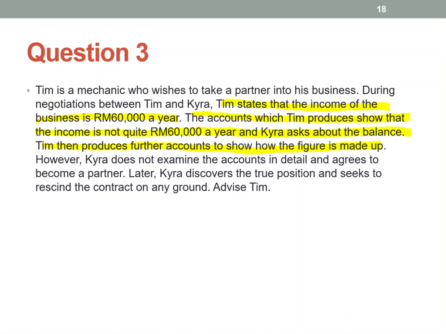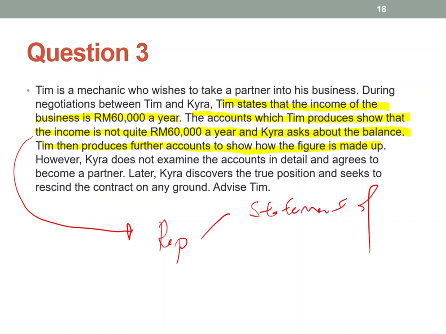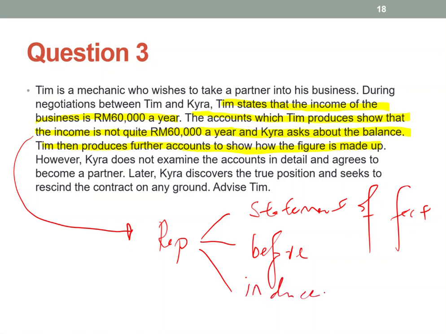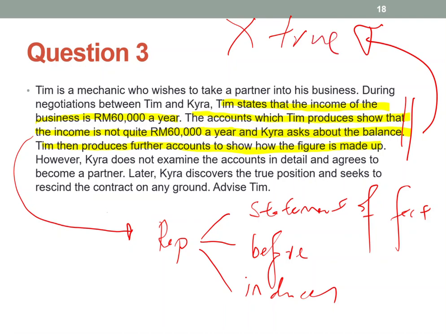Okay, now again, please take note. This statement which Tim made is a representation. A representation is a statement of fact made before the contract is entered into, which induces the other person to enter into a contract. So you can see now, this statement which Tim made to Kiara is actually not true. Since this statement is not true, we call this misrepresentation.